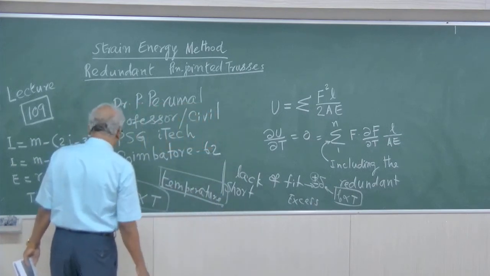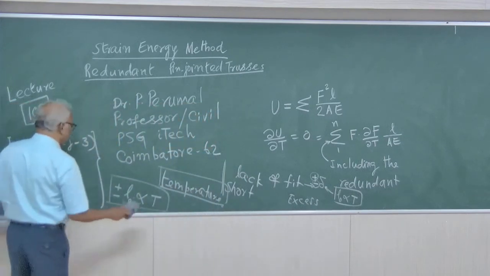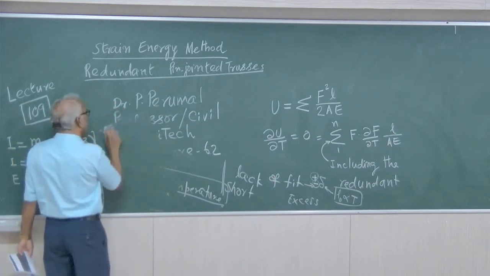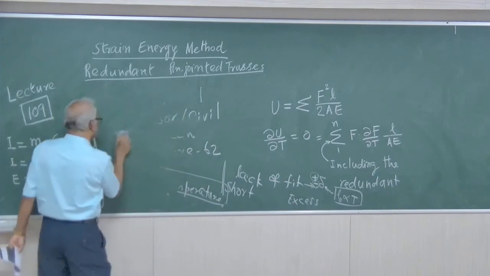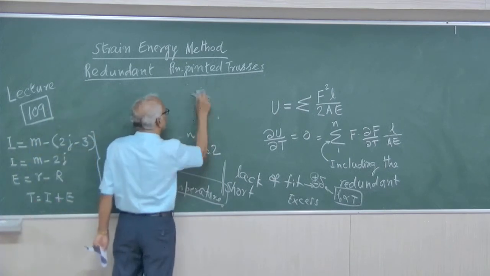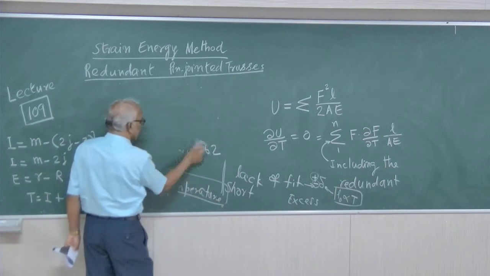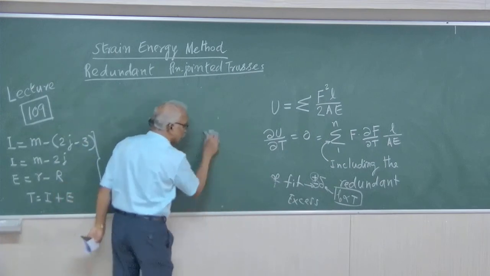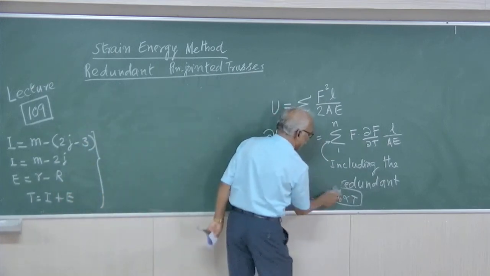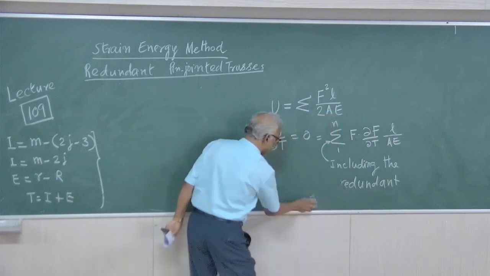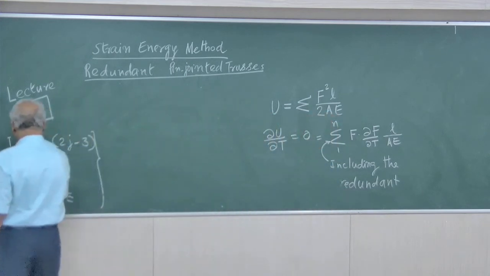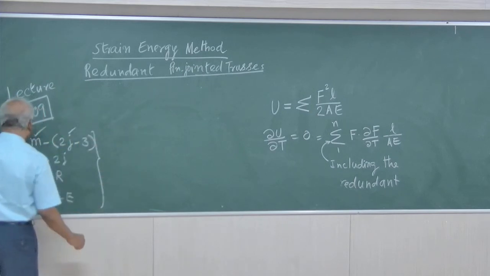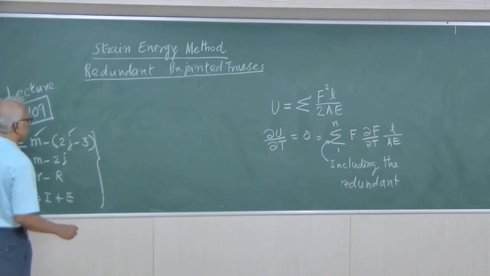Now coming to the degree of redundancy, I told you that the truss may be externally redundant or internally redundant. To find out the redundancy, if a truss is simple and starting from a simple base, the formula is I equal to m minus 2j minus 3, where m is the number of members, j is the number of joints, and I is the indeterminacy.